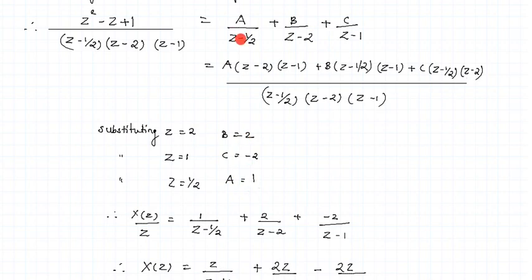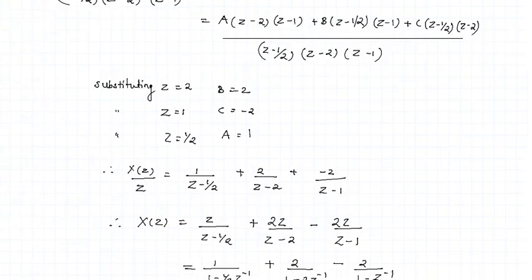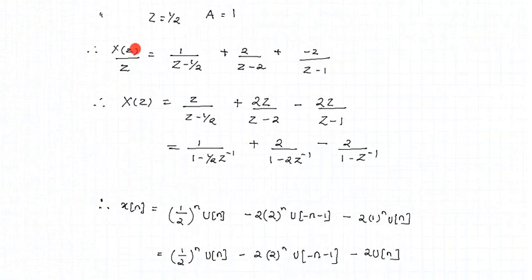So putting the values of a, b and c back into the equation, we have the system equation as shown here. So this is the a value, this is the b value, and this is the c value that we have put into this equation, and we have obtained a new form of this equation as shown here. We know that this equation was nothing but X of z by z. Now we'll put this z back onto the right hand side. So we have z upon z minus 1 by 2. This term becomes 2z by z minus 2, whereas the third term becomes 2z upon z minus 1.